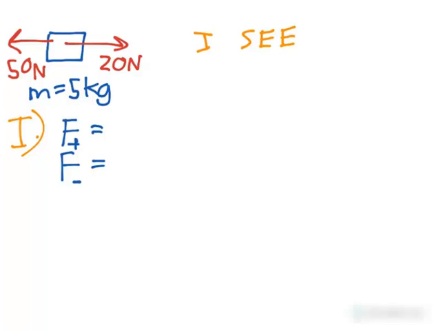Now when we do this, we need to identify our directions. We'll go ahead and label this direction as our positive direction. So our force positive is going to be 20 newtons, and our force negative is going to be negative 50 newtons.